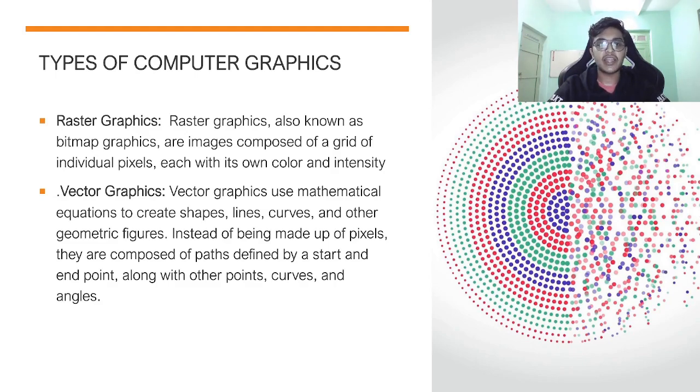Next, we have vector graphics. Vector graphics use mathematical equations in order to create shapes, lines, curves, and other geometric figures. Instead of being made up of pixels, they are composed of paths defined by a start and an end point, along with other points, curves, and even angles included. Moving on to the next slide.